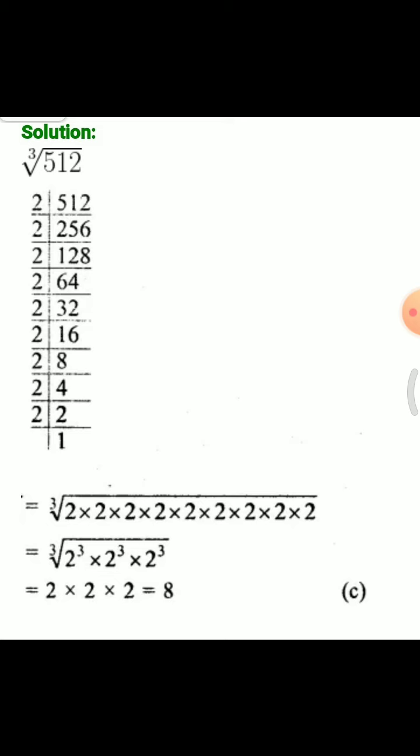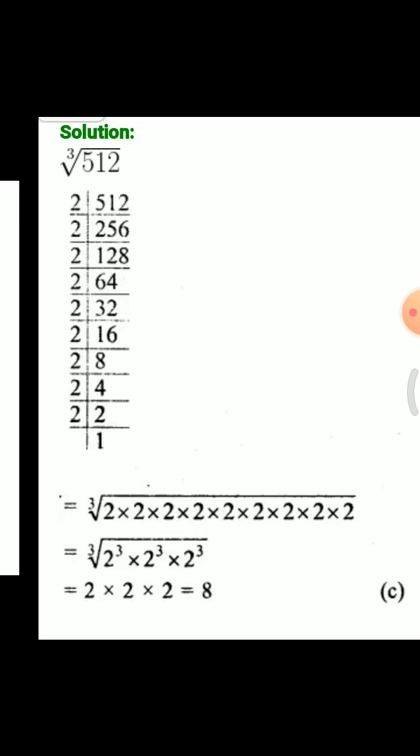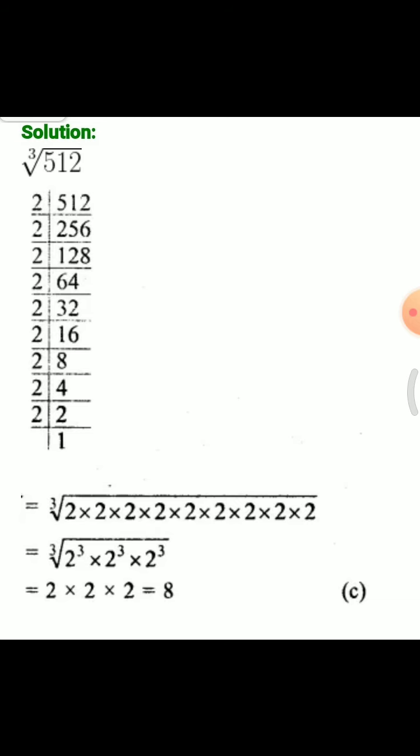Now you divide it by 2. So 2 1s are 2, 2 2s are 4, and 2 8s are 16. 2 6s are 12, 2 4s are 8, 2 32s are 64, 2 16s are 32, 2 8s are 16, 2 4s are 8, 2 2s are 4 and 2 1s are 2. You find 9 times 2, so you take one 2 from each pair. So 2 multiplied by 2 multiplied by 2: 2 2s are 4, 2 4s are 8. Clear, guys? So option C is correct.